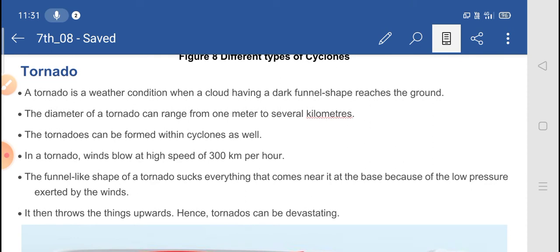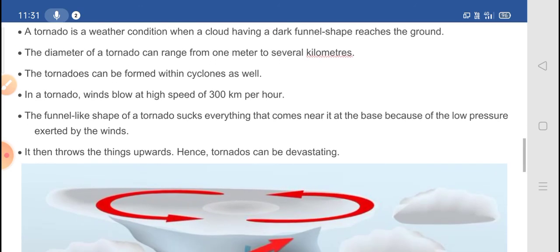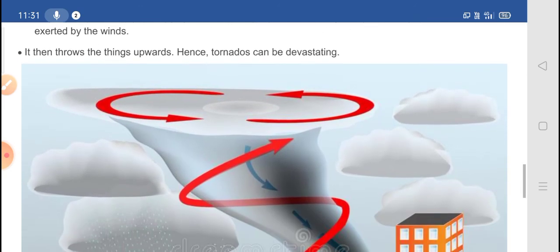A tornado is a weather condition when a cloud having a dark funnel shape reaches the ground, right, and the diameter of the tornado can range from 1 meter to several kilometers. A tornado can be formed within a cyclone as well, and tornado winds blow at a high speed of 300 kilometers per hour. This is the maximum speed of the wind. Then the funnel-like shape of the tornado sucks everything that comes near it at the base, because of the lower pressure, and then it throws the things upward. Okay, and hence a tornado can be devastating.